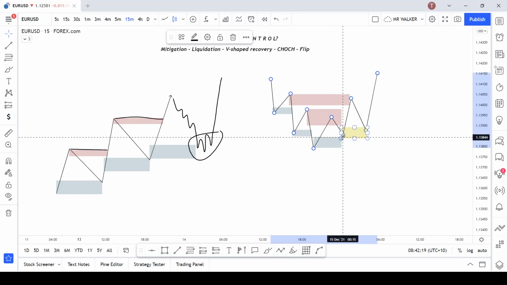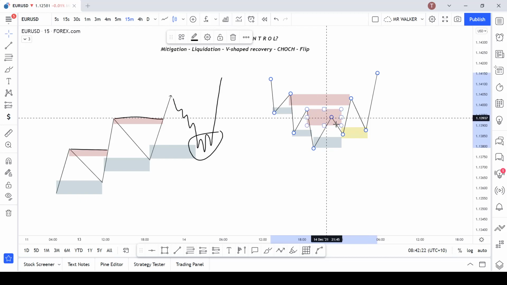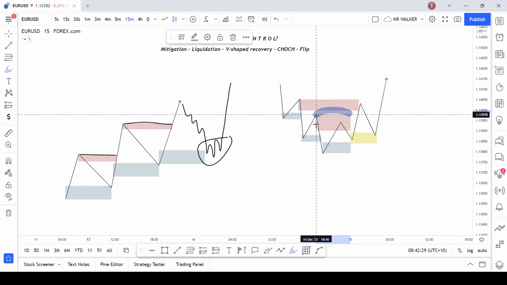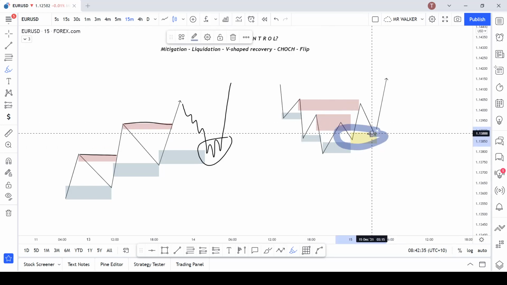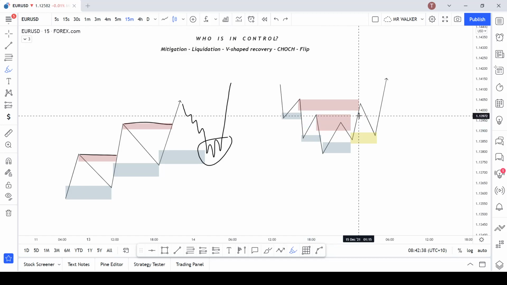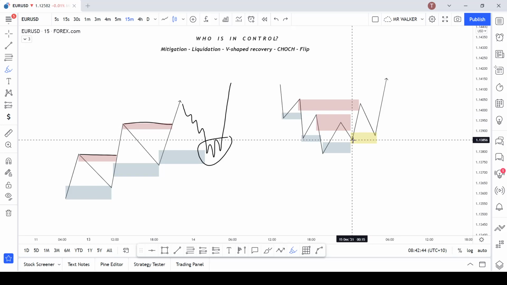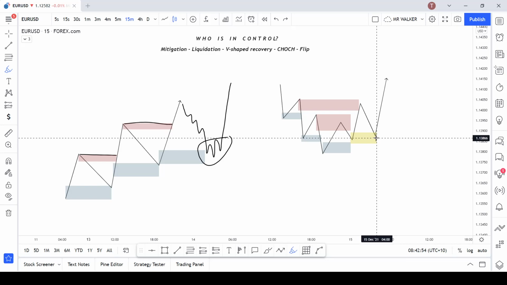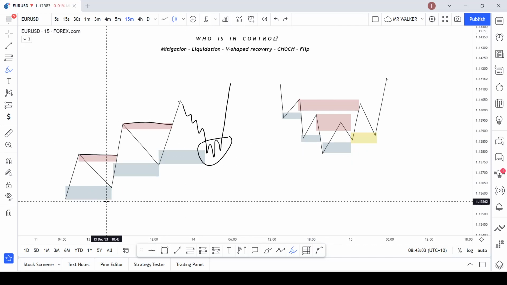And then at the end of the day, this break of the supply and these 2 points of this supply mean that the demand has overpowered the supply, which means that there is an imbalance between them, and buyers are now in control, looking for liquidity to fill their orders, and yeah, it's the right time to buy. Okay.